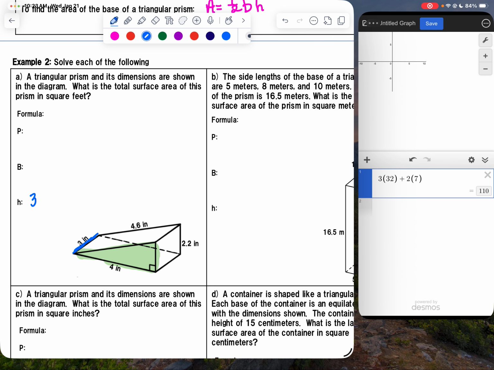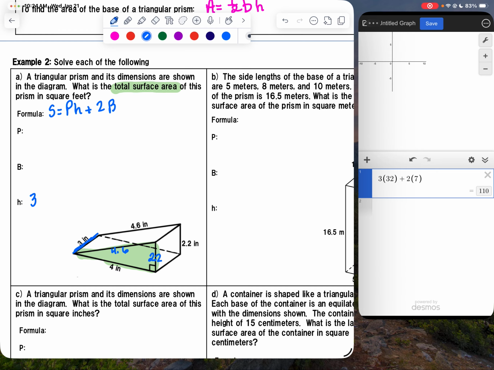Now, in this question, they're asking us to find the total surface area. So the first thing we want to write down is our formula for total surface area, which is S equals perimeter of the base, capital P, times the height, plus 2 times area of the base. Okay, so the first thing we're going to calculate is the perimeter of the base. So to get the perimeter of the base, we need to add all 3 sides of this triangle. So I know this long side, the hypotenuse here, is 4.6, and I know this is 2.2.